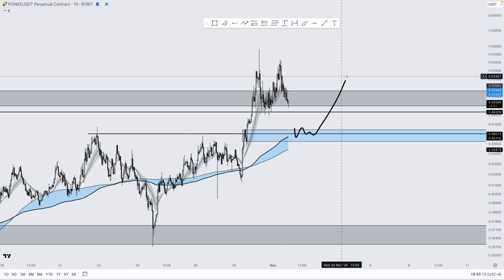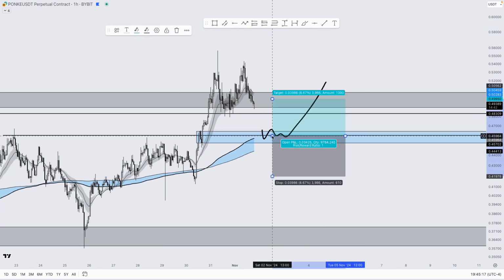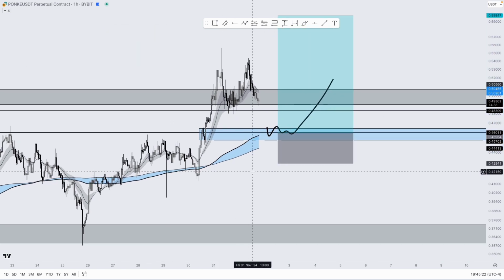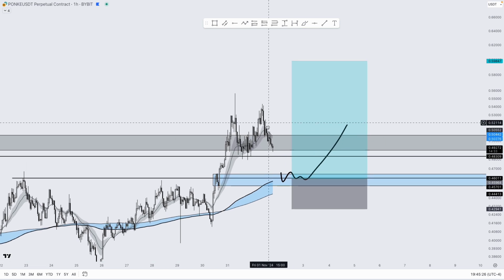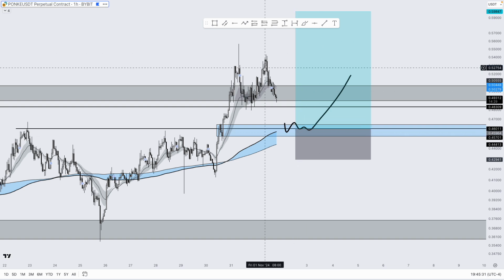To be honest, this is what I'd be more interested in. You see a test of this area, take a swing long here, stops below, look for continuation higher. Pretty decent setup in my opinion. Also flushes out some of this leverage, trying to ape in here, trying to get that continuation higher. Flush them out and then get that continuation higher.